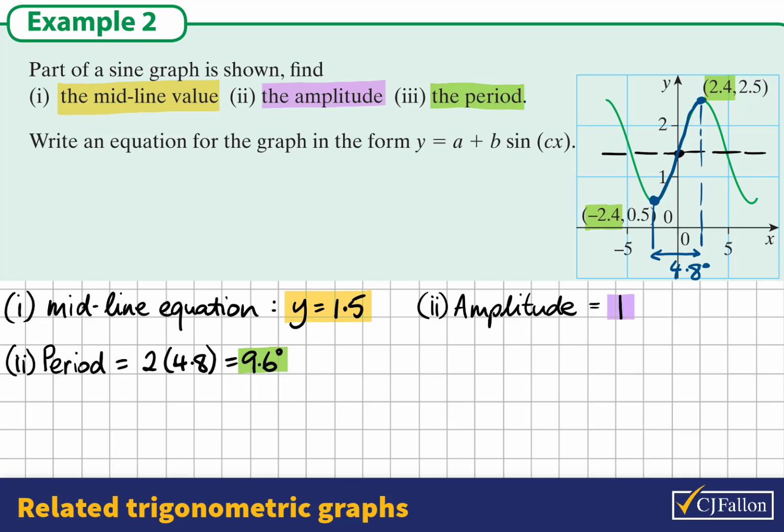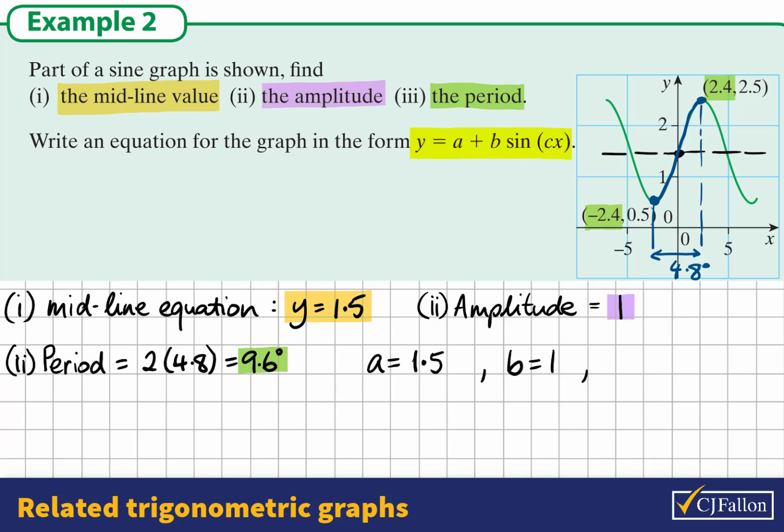Now we've been asked to write out the equation of the graph that we see here. And we're told that it's in the form y is equal to a plus b sine cx. The a value here is the midline value. It's 1.5. It's the amount that the wave is shifted above the x-axis. The b value relates to the amplitude. The b value here is 1.